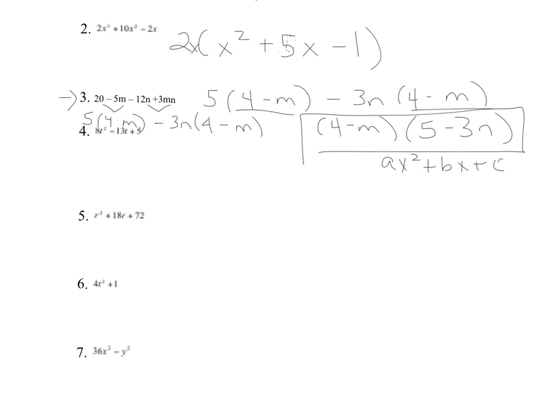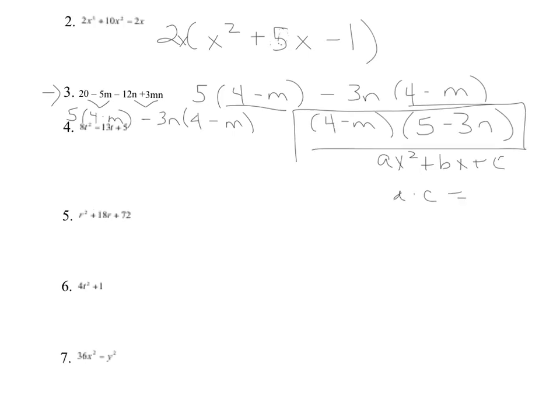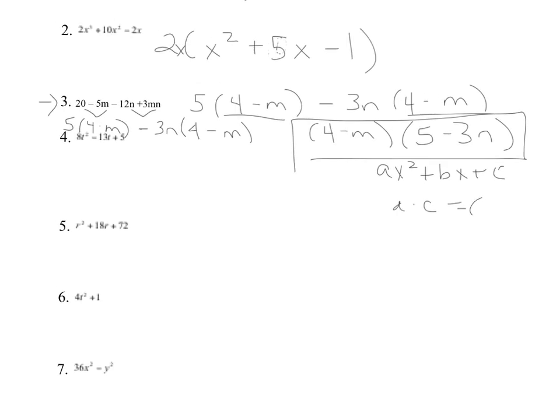So with the AC method, if you multiply a times c, that means we're taking the number in front of the x squared times the constant on the end. Looking at the problem that we have on number 4, that would be 8 times the number at the end, which is a positive 5. And 8 times 5 is 40. We would need a pair of numbers that will multiply to give us 40, okay?